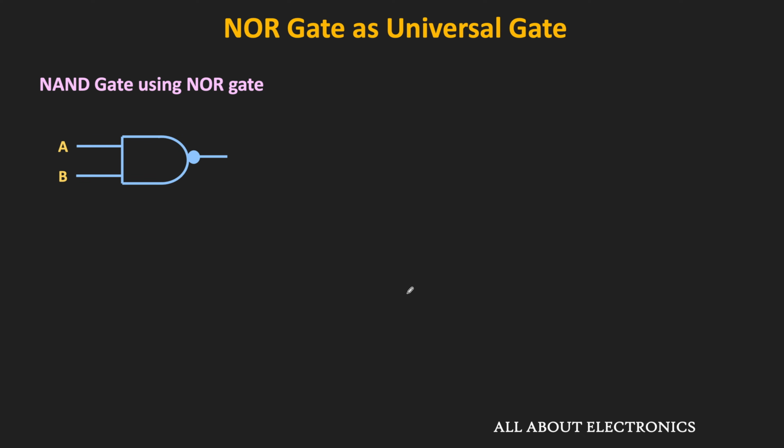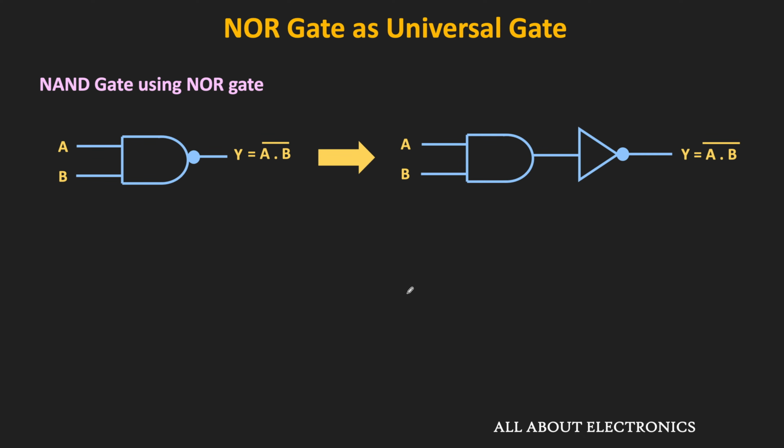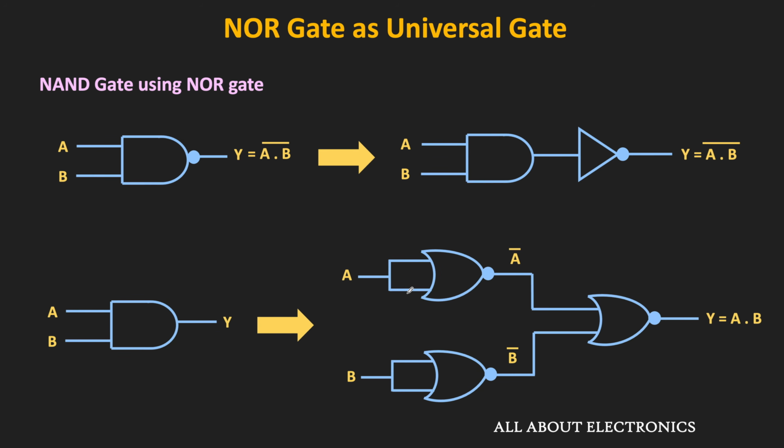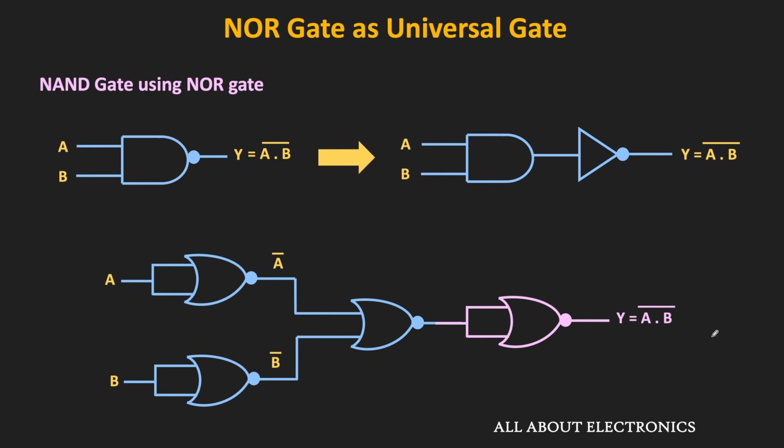If A and B are the inputs to this NAND gate, then its output is equal to A dot B whole bar, which is the complement of the AND gate output. Now we already know how to implement the AND gate using the NOR gates. So here we just need to add the NOT gate after this output. And we already know how to use the NOR gate as an inverter. So this is the equivalent NAND gate using the NOR gates.